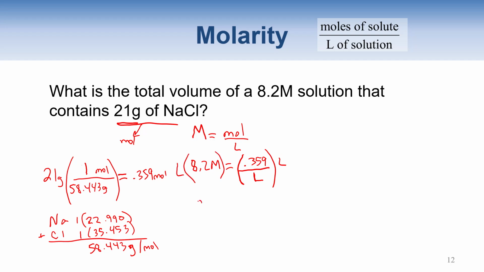So that becomes 8.2 liters is equal to 0.359. And then we're going to divide away the 8.2 to isolate the liters. So that will cross off that. Divided by 8.2. So 0.359 divided by 8.2 gives us 0.0438 liters.